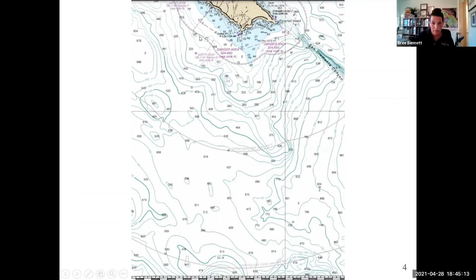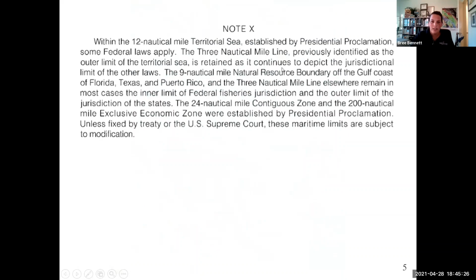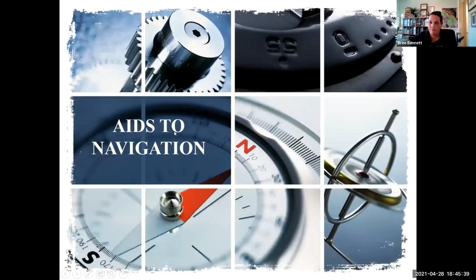This one I was showing you, you have your 3 mile, your 12 mile, and then your 24 mile. So they're on the chart there. And it says see note X, which you can read, but it's very much in reference to different laws. But really, I didn't find out too much information on it.